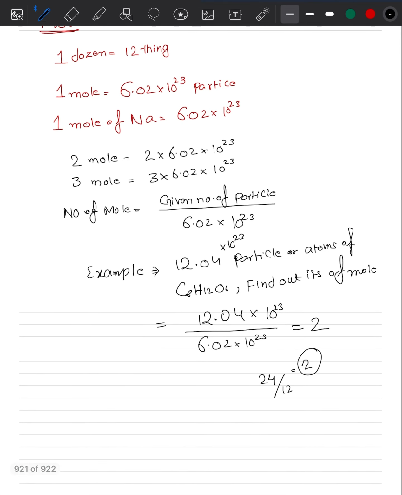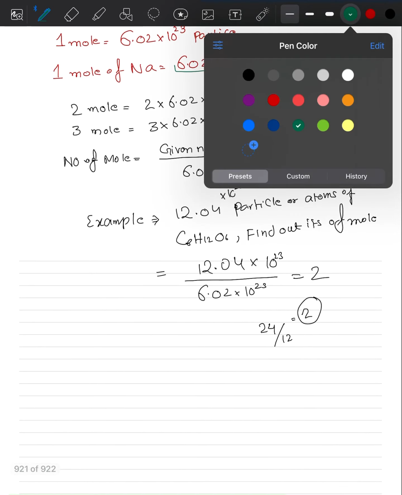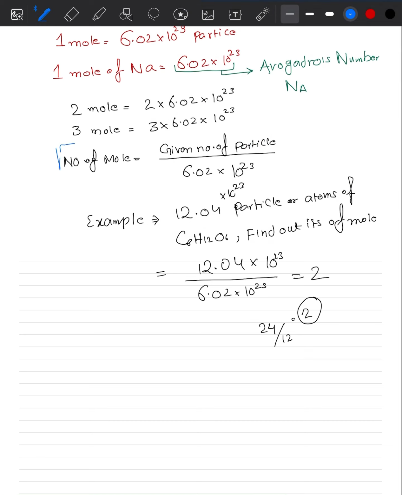One more thing you need to remember: we call this number of particles Avogadro's number. We can also write it as Na. Instead of writing 6.02 × 10^23, we will just write Na. So this was the first formula of the mole, how to find the number of moles if the number of particles is given. We just need to divide it by 6.02 × 10^23.